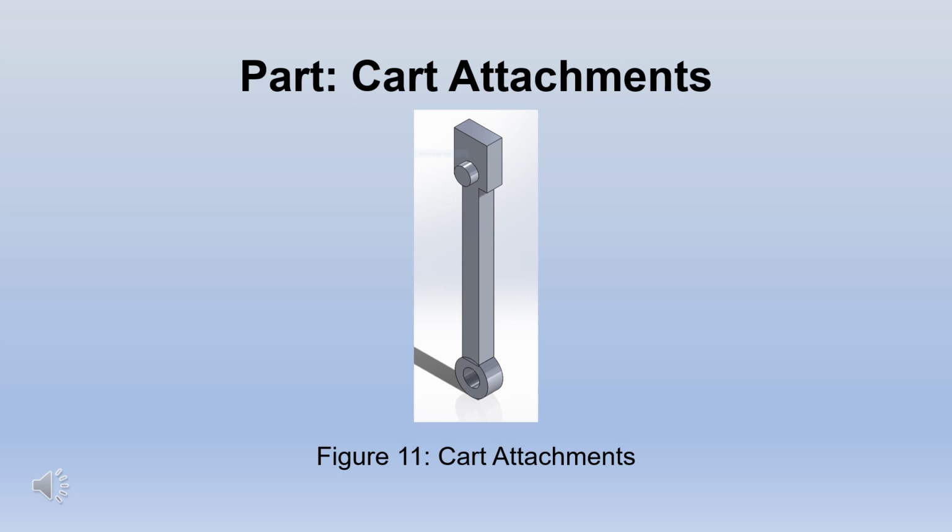The cart attachments connect the stands of the ride to the cart. An extruded cylindrical shape at the top of Figure 11 allows for this to happen. The hole at the bottom of the part connects to the cart via the mate tool.